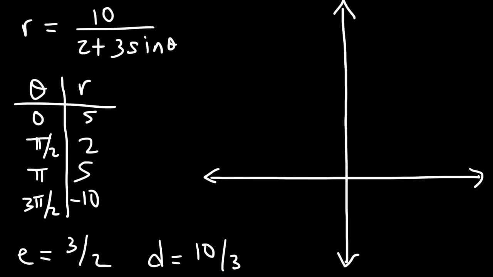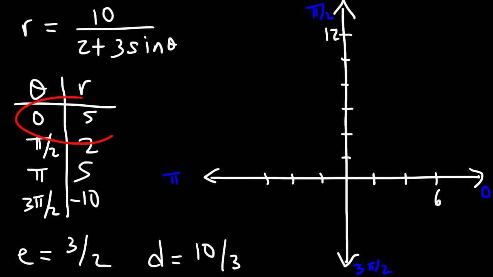So I'm going to go by 2s. This is going to be 2, 4, 6. And so 2, 4, 6, 8, 10, 12. So this is 0, pi over 2, pi, and 3 pi over 2. So let's plot this point.